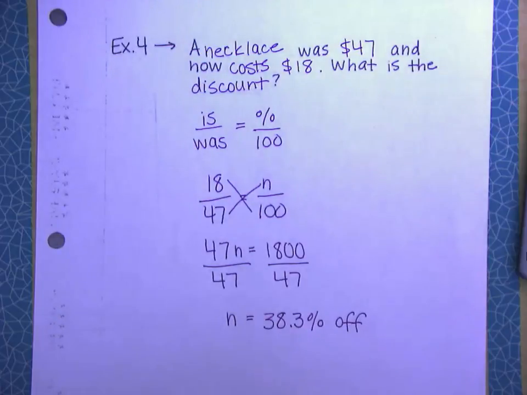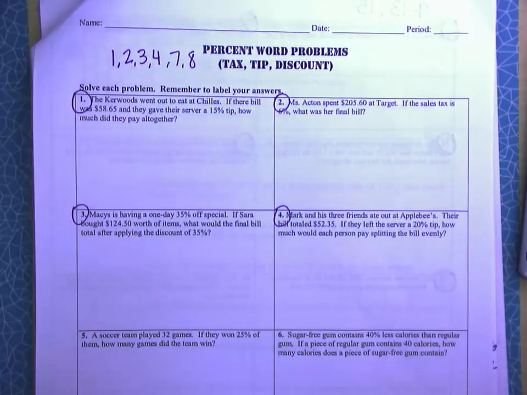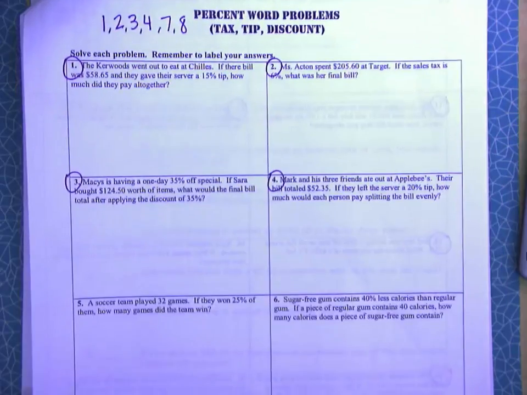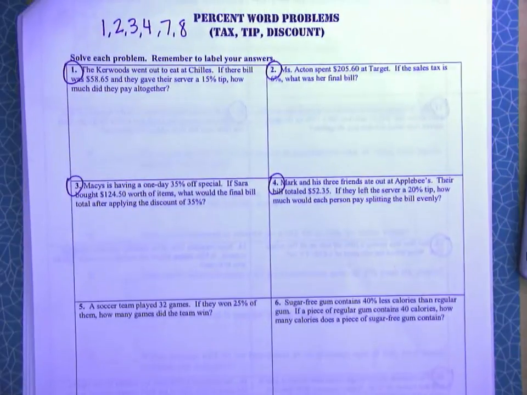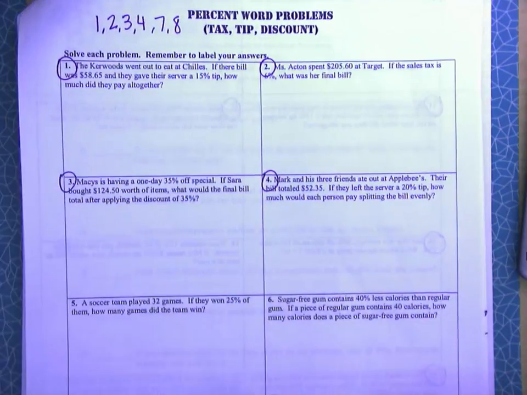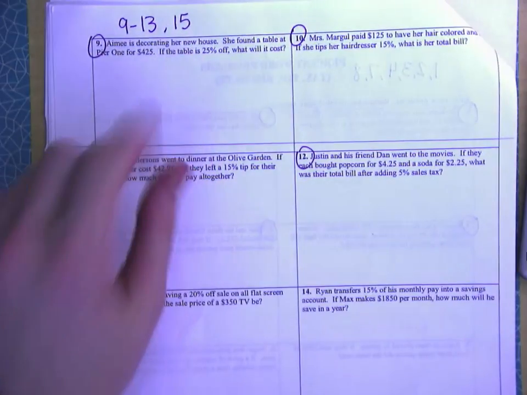So that's pretty much all I have. The homework for today, in your homework packet, kind of towards the back, it's one of the last few pages, there is this sheet here that says percent word problems. So if you'll be here tomorrow, we are going to have a quiz on tax and tip. So some of these questions are going to be good review for tax and tip. But on the front, I'm having you do 1 through 4, and then 7 and 8, so 6 on the front. And then on the back, you're going to do 9 through 13 and 15.